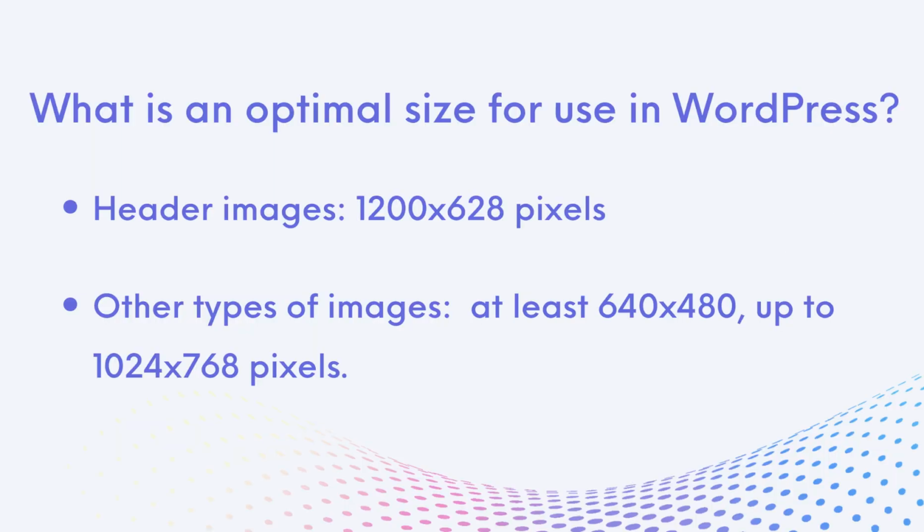You might be asking, what is an optimal size for use in WordPress? Well, it depends on how you will use that image. 1200 by 628 pixels is a good size for header images. For other images, an optimal size is at least 640 by 480 and up to around 1024 by 768 pixels.